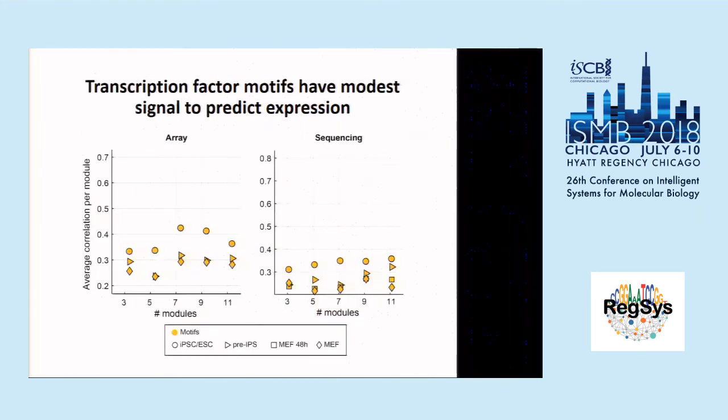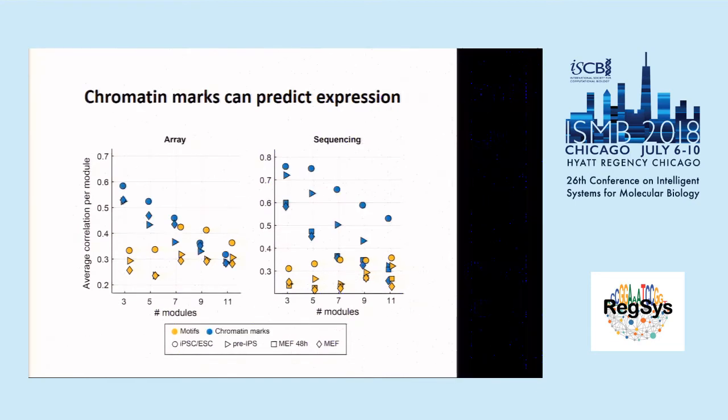I'll start by showing the result of using motifs to predict expression. Each panel here is the result for one of the 2 data sets, the array data set or the sequencing data set. The x-axis is the number of modules that were learned in the DRMN model. And the y-axis is the average correlation per module, so higher is better. Each of the dots, or the different shapes, is the result for 1 cell type. So we can see that there is signal to predict expression from the motif features. It's not very high, but it's there.